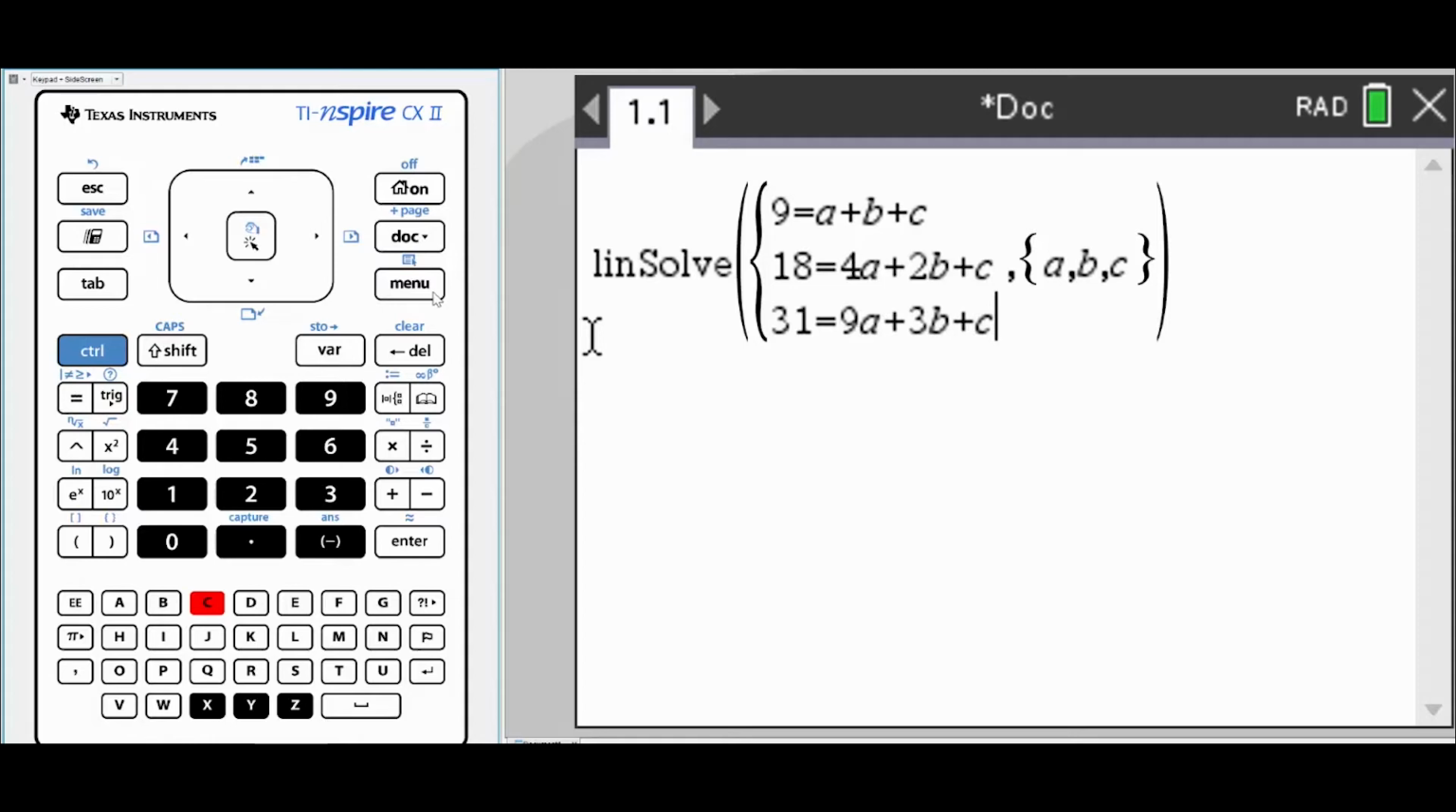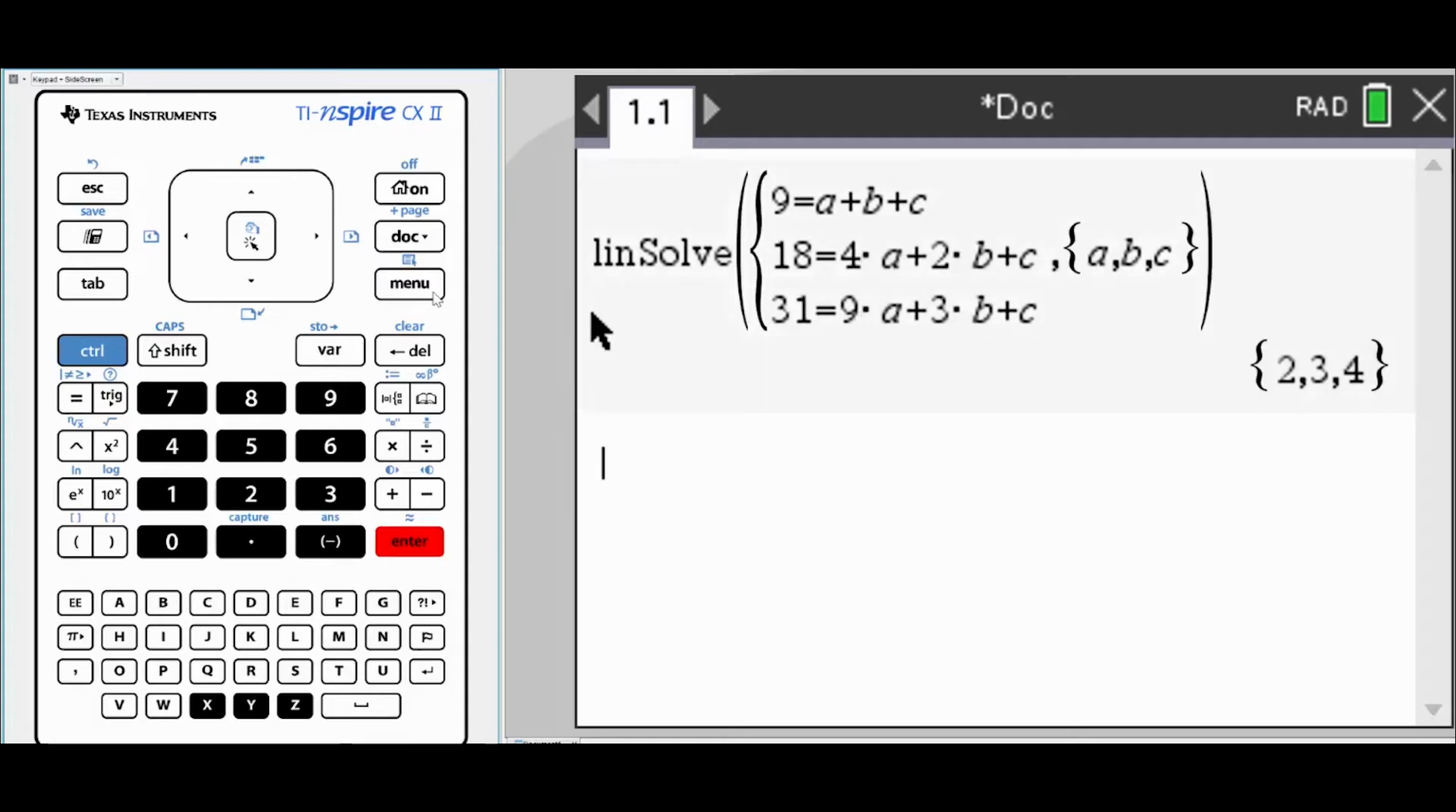Once you've got them all entered, just press enter, and it will tell you our values of a, b and c in that order. So you see here, a, b, c, and that's the order of the solution.